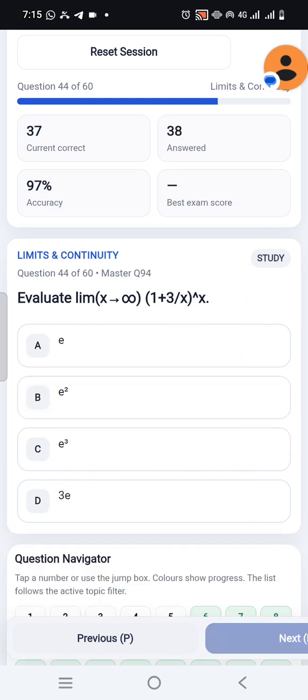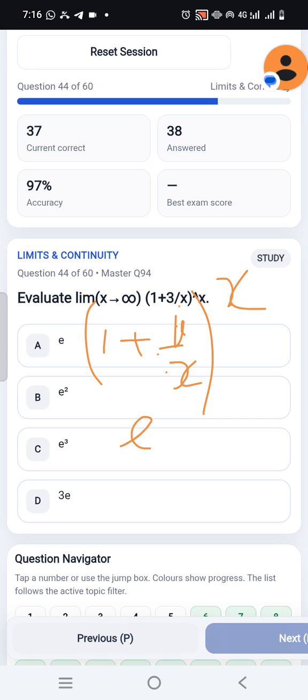I have the limit as x tends to infinity of (1 + 3/x) raised to power x. We know that the limit of (1 + 1/x) raised to x as x tends to infinity is the definition of e. So what if it is 3/x? This is what I'm going to do. 1/x times 3, as x approaches 0, this 3/x is the same thing as 1/(x/3). So let me test if they actually approach the same thing. Do you get it?